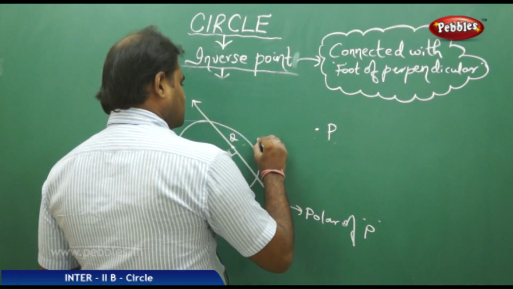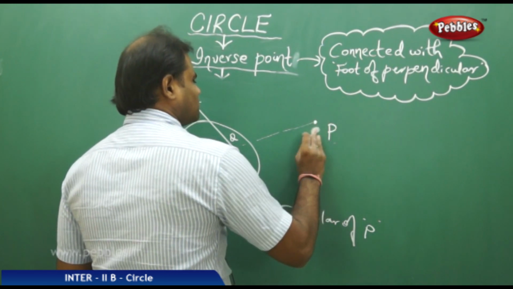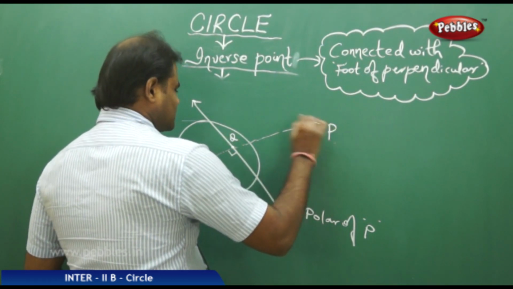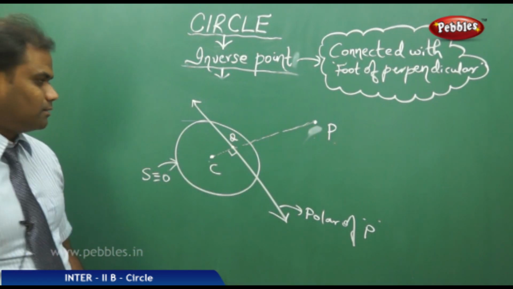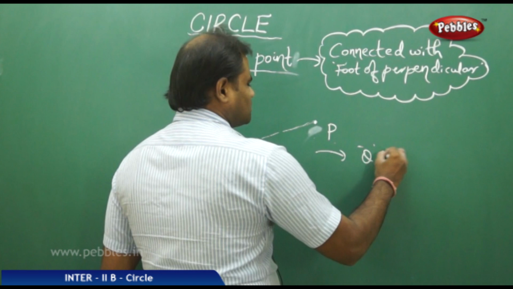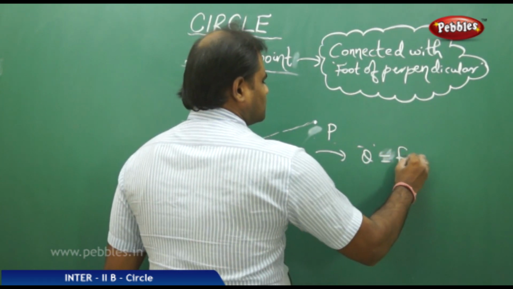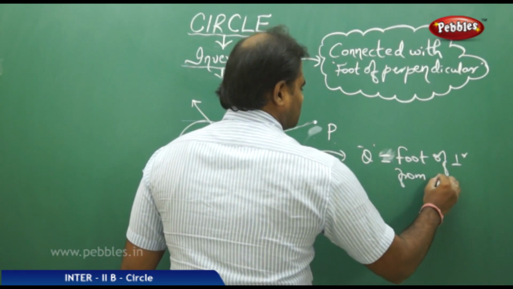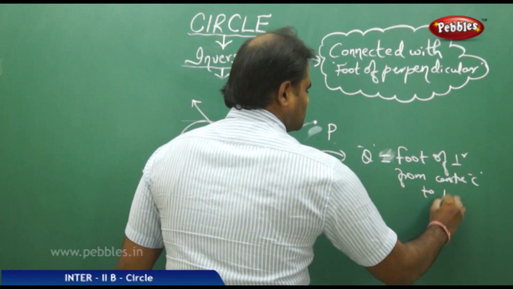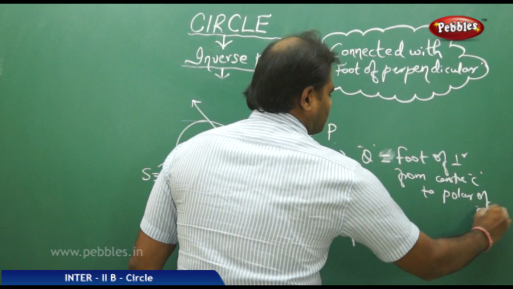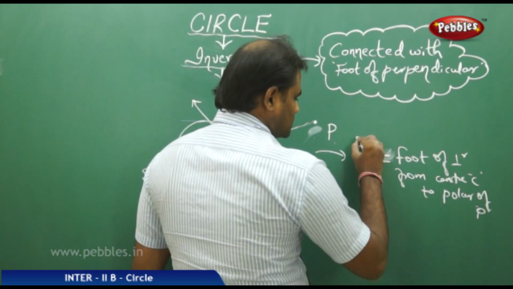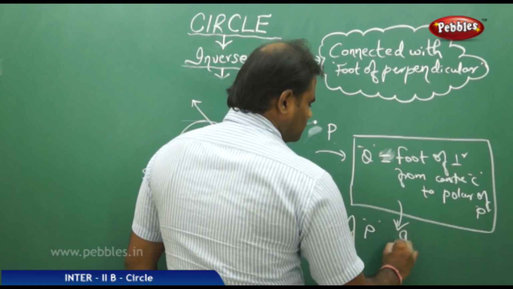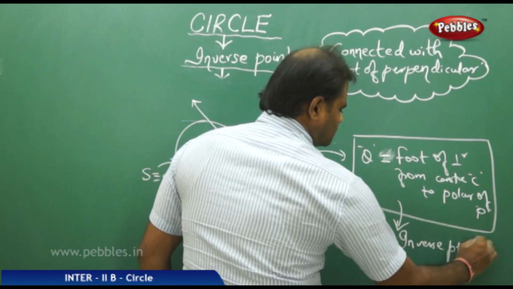So when I extend this out here, I can clearly see that C, P and Q are collinear, and in this case Q, which is the foot of perpendicular from the center of the circle C to the polar of P, is nothing but the inverse point of P.